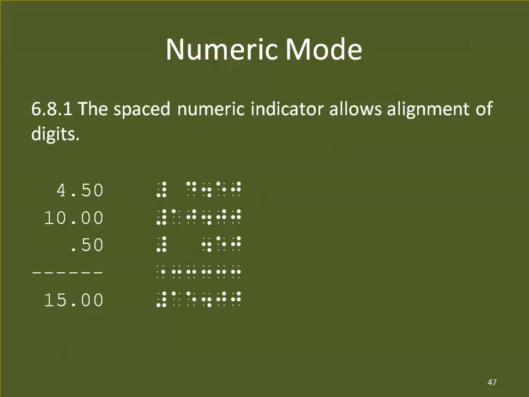We can use a spaced numeric indicator if we're going to align digits vertically. Again, this is not what we would be using in Nemeth. Nemeth has its own rules for this sort of thing. This is for those areas that are using UEB math, or if you would find yourself using this in a non-technical context, say a receipt in a mystery novel or something like that. You might use it in that context. So we can space the digits away from the numeric indicators if need be in order to align them vertically.